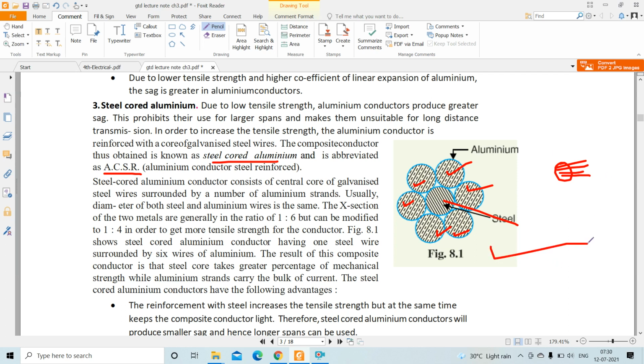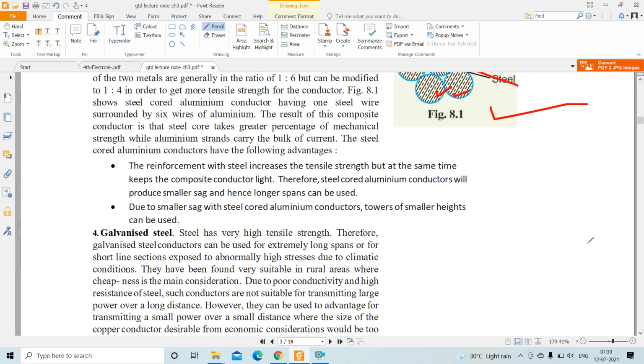Okay, so the result of this composite conductor is that steel core takes greater percentage of mechanical strength, while aluminum strands carry the bulk of current. The steel cored aluminum conductor has the following advantages. What are the advantages? See, the reinforcement with steel increases the tensile strength, but at the same time keeps a composite conductor light. Therefore, steel cored aluminum conductors will produce smaller sag, and hence longer span can be used.